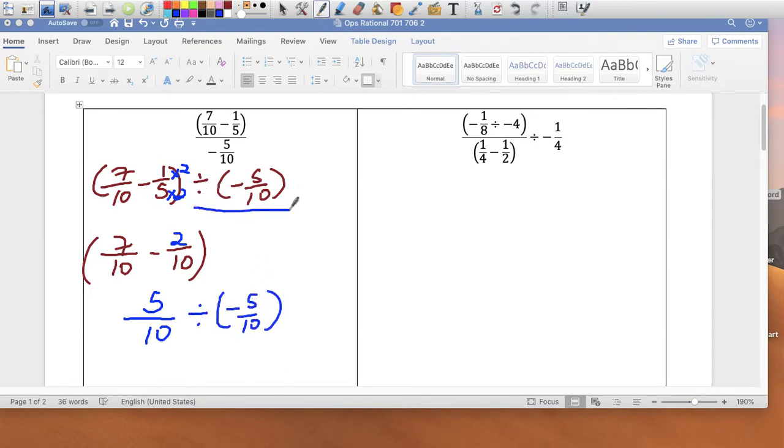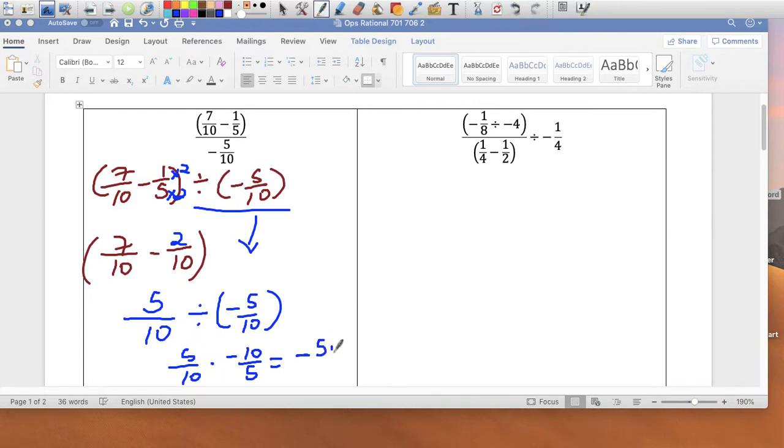And this part, right, comes down. Now it's 5 over 10. We're going to multiply it by the reciprocal, which is negative 10 over 5. You can simplify or you can multiply, so it's a positive times a negative, which is a negative. And then 5 and negative 10 is negative 50.